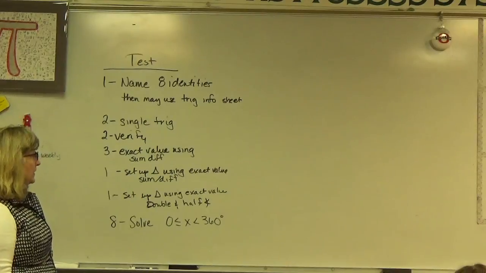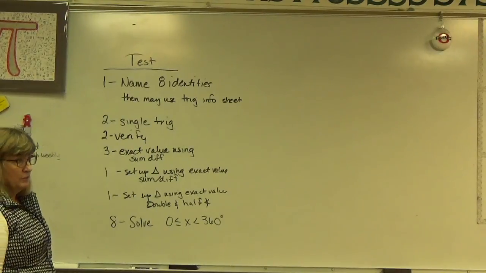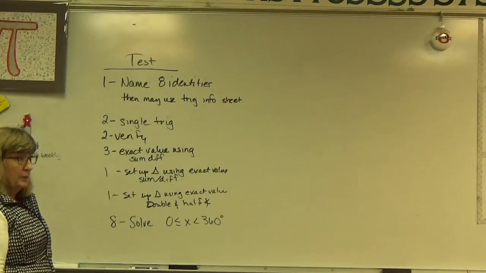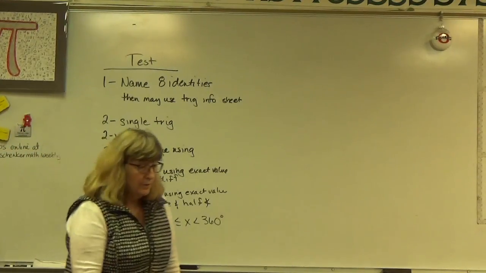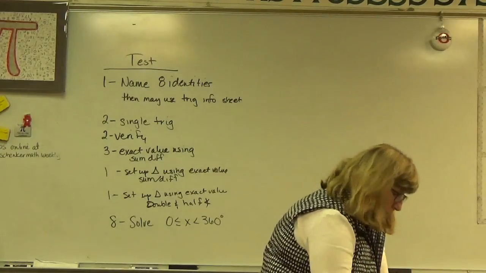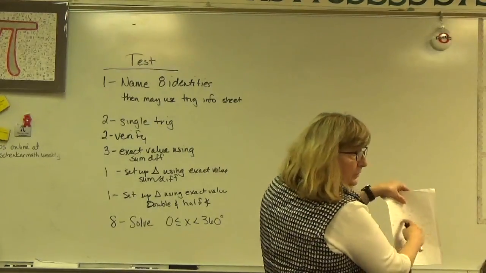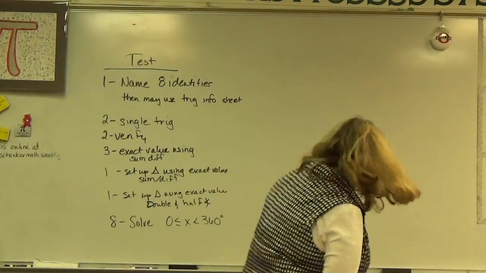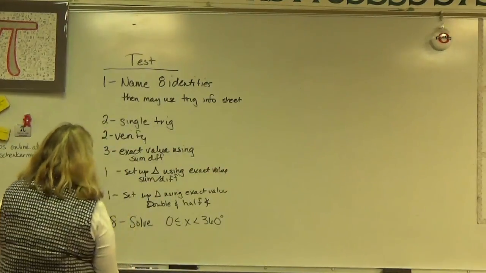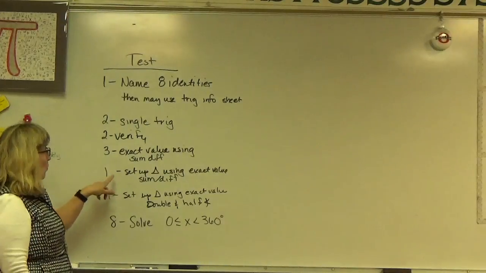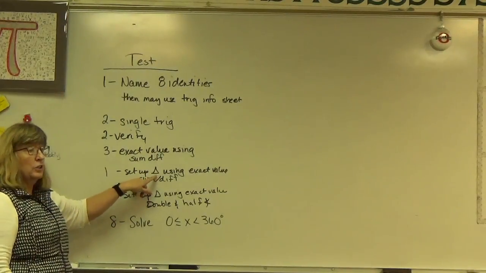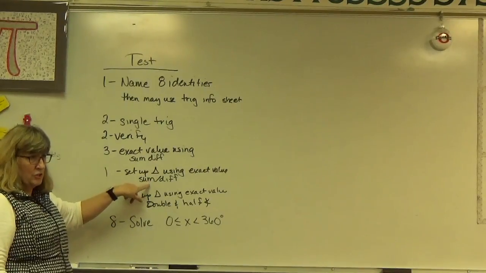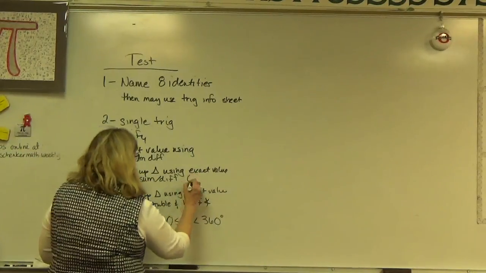3, we're going to use exact values using the sum and difference. So that means you're going to use the sine of A plus B, that formula, and you're going to make use of the numbers up here to come up with the combination. Remember, everybody can use different numbers to come up with those values. Then there's going to be one where you're going to set up a triangle, and you're going to use that triangle to answer, I think, 3 questions here. So there's going to be 3 questions on this one.